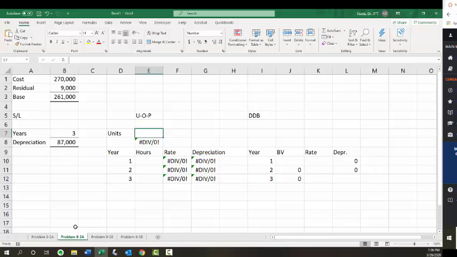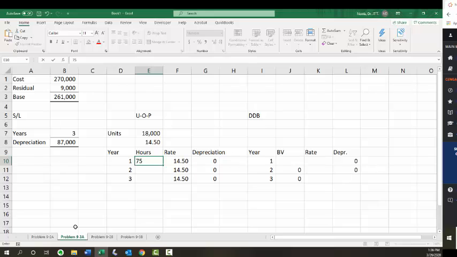Okay. Then it is also going to be used for 18,000 hours, which gives us a rate of $14.50 per hour, and it was used in year 1 for 7,500 hours, in year 2 for 5,500 hours, and in year 3 for 4,000 hours.